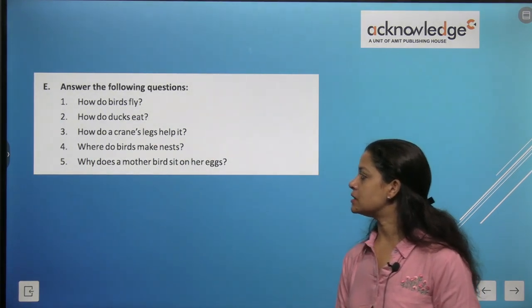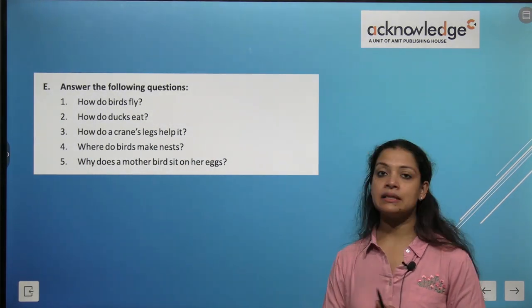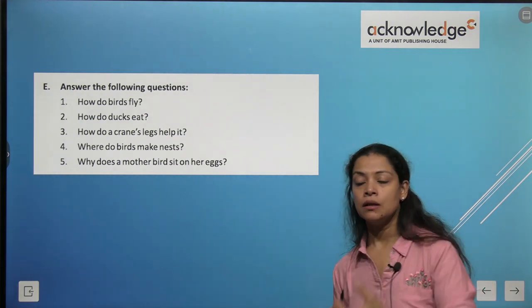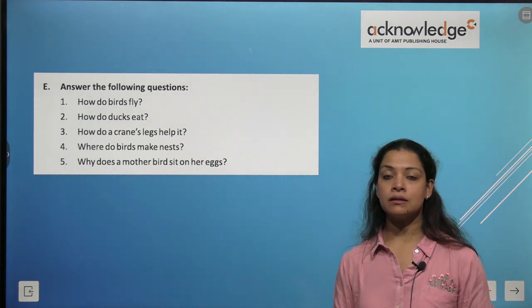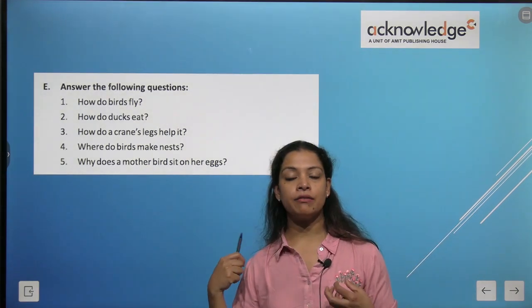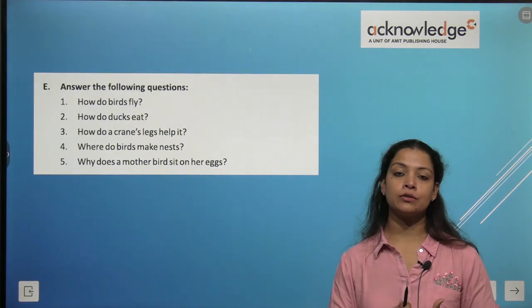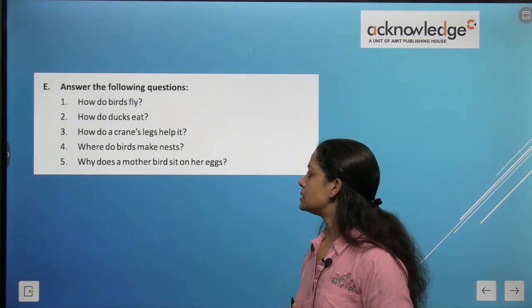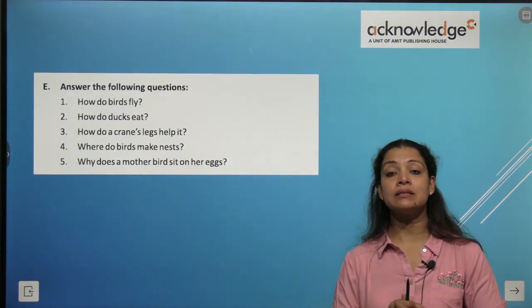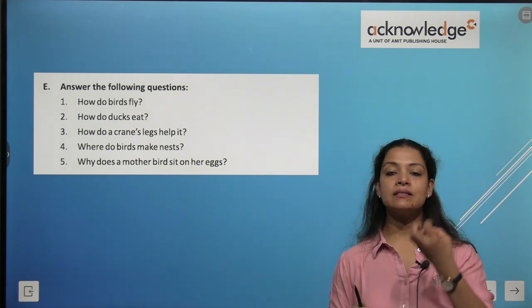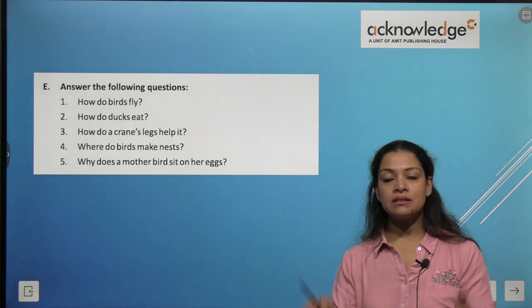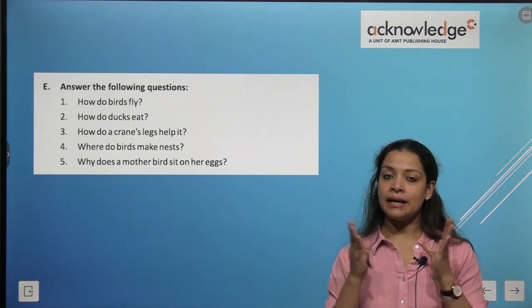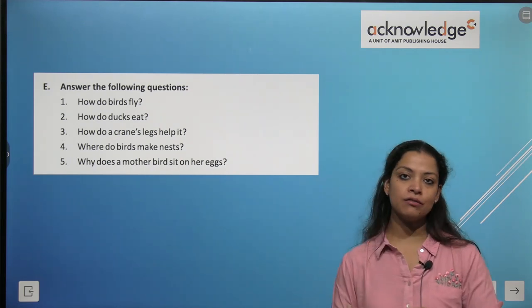Now where do birds make nests? Birds make their nest in trees, in rooftops, in logs of wood, in mountains. So wherever they find a suitable atmosphere or condition, they make their nest. Then why does a mother bird sit on her eggs? So mother bird sits on her eggs because the eggs need warmth. So mothers sit on it and give warmth to the eggs. Then the eggs hatch and new babies are formed.